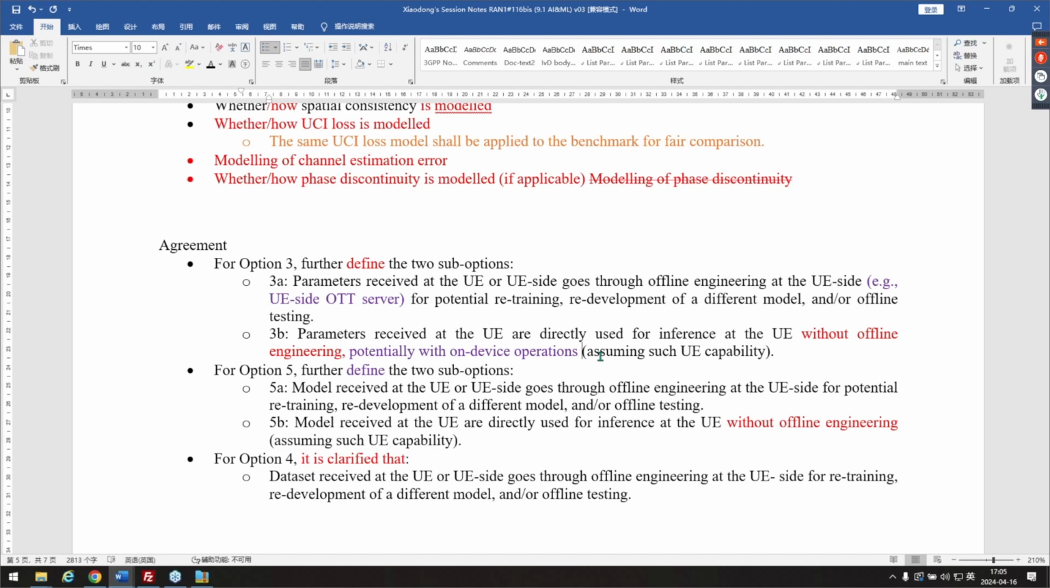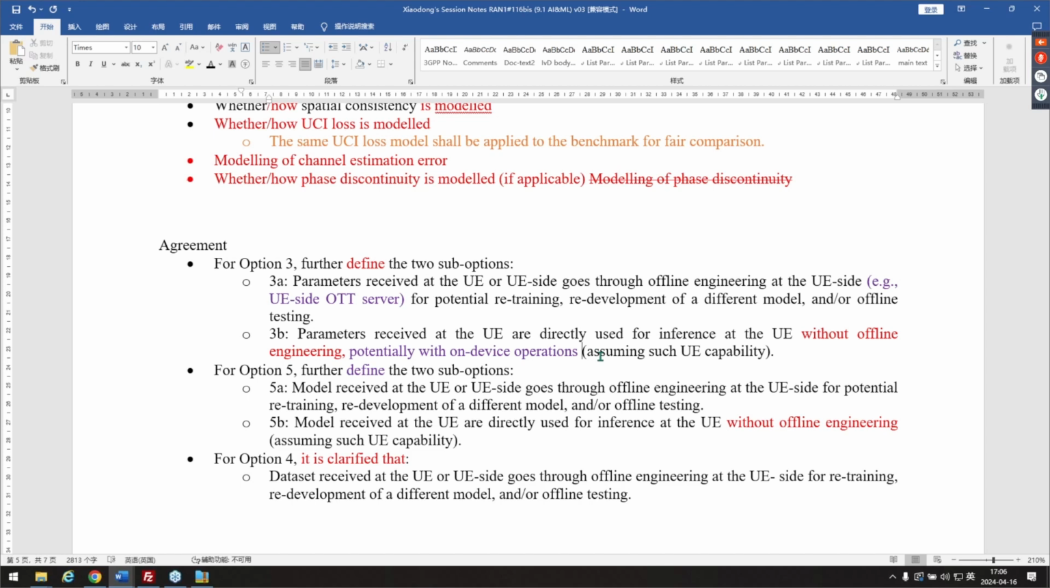So indeed, my understanding was the distinction between the two is that 3B is the network transferring the encoder parameters to the UE, whereas in 3A, the network transfers the decoder parameters, and then the UE does the training of the encoder by itself. So why can we not formulate it in a clearer way like that?